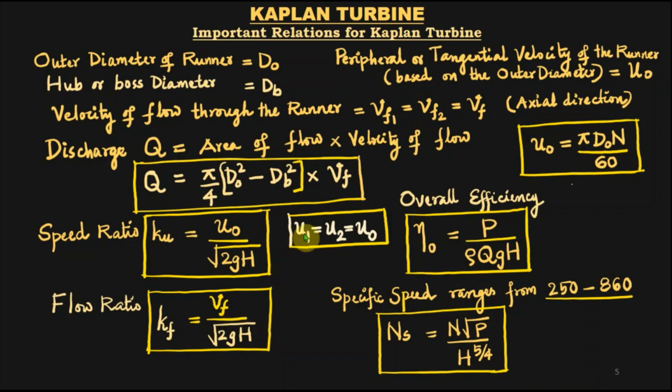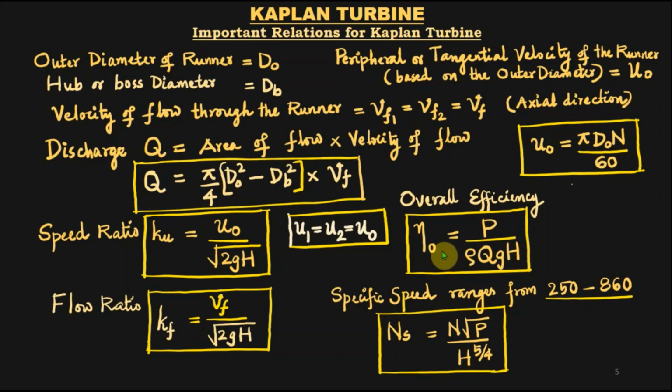See, an important point to notice: at inlet tip and outlet tip, the tangential velocities are equal. u1 is equal to u2 is equal to u0, which is equal to pi d0 n by 60. So what we mean to say is, at inlet and outlet of the blade, the diameters we consider are the same. So that you will understand when we draw the velocity triangle.